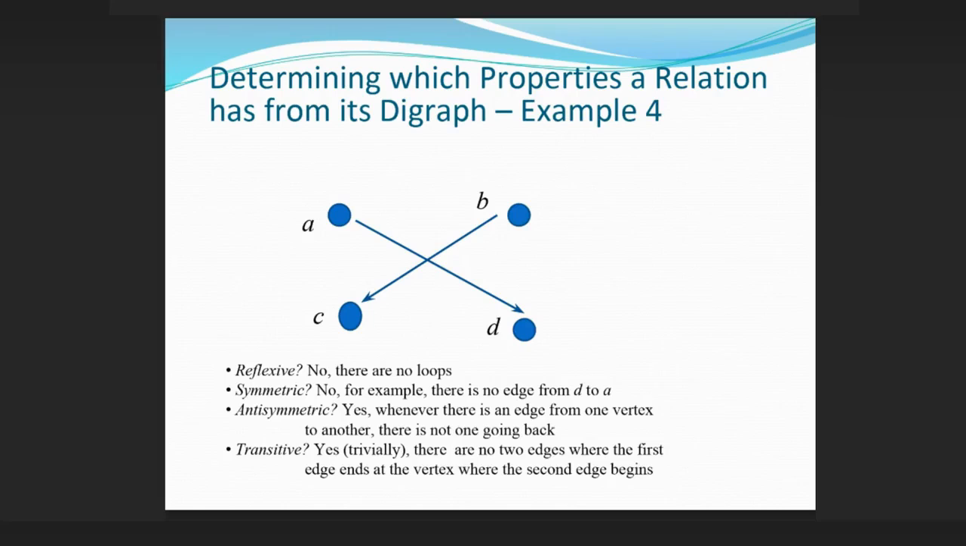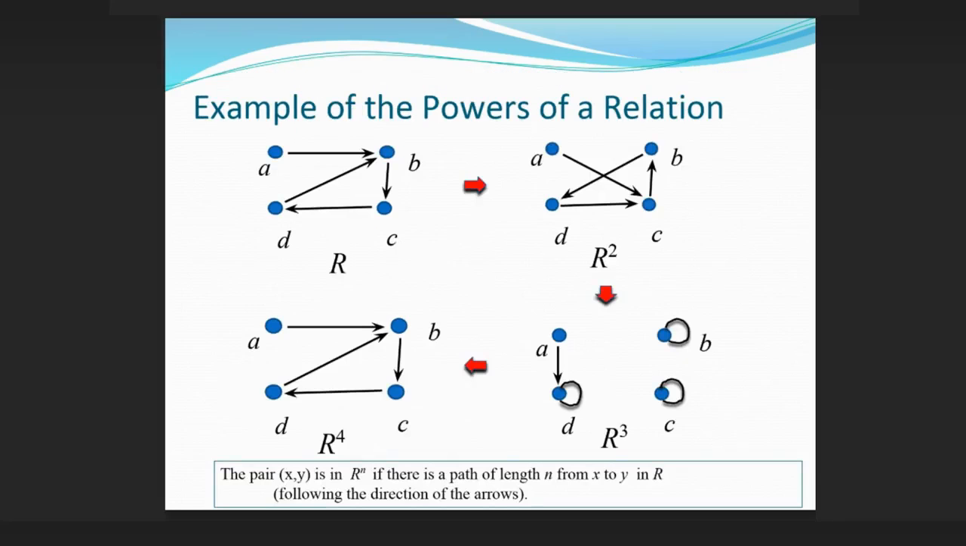Example 4. Example of the powers of a relation: R, R squared, R cubed, R to the fourth. The pair (x, y) is in R^n if there is a path of length n from x to y in R, following the direction of the arrows.